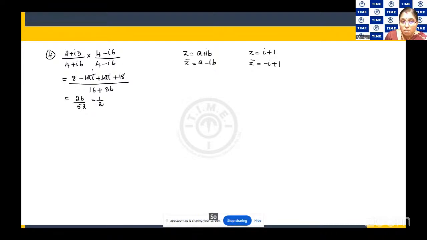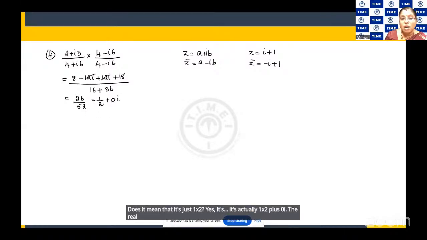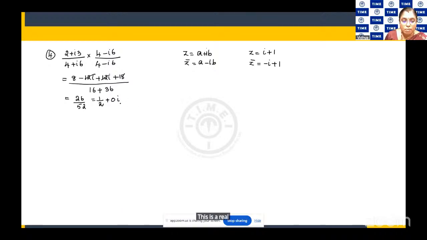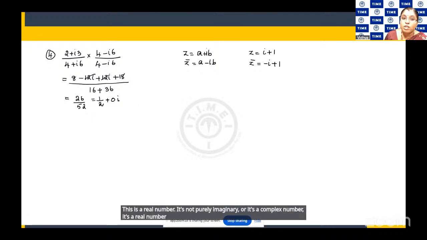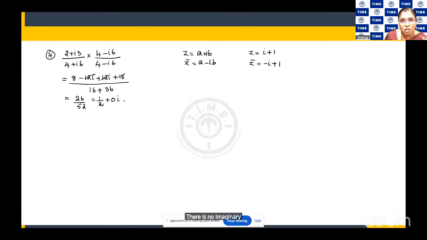So the complex number, when you multiply this, we are just getting 1 by 2. Does it mean that it's just 1 by 2? Yes, it's actually 1 by 2 plus 0i. The real part is 1 by 2 and the imaginary part is 0. As I had already explained, this is a real number. It's not purely imaginary or a complex number. It's a real number. So that's why there is no imaginary part for this complex number. I hope it's clear.